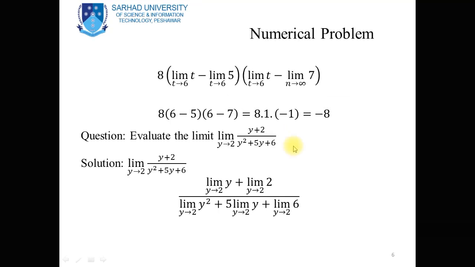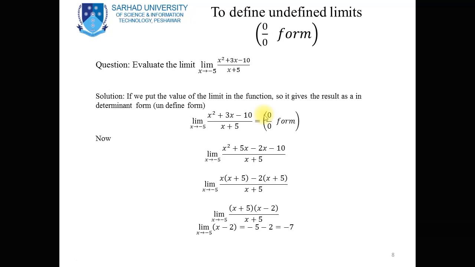So dear students, sometimes we obtain an undefined limit. We obtain the 0 by 0 undefined limit. How to define the 0 by 0 undefined limit? In some problems we can use factorization. So first of all, simplify the given functions, then we can define the 0 by 0 undefined limit. So to define the undefined limit, we simplify the function by taking common, by taking factorization, by taking the conjugate.